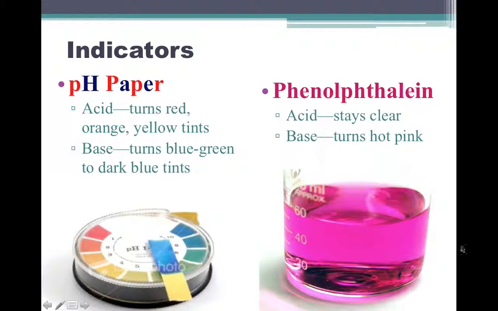Phenolphthalein is a clear liquid, and we will play with that. In an acid, it's going to stay clear. Even in neutral water, it will stay clear. But when you place phenolphthalein in a base, it will turn hot pink. So if you have a liquid and it turns hot pink, you've got a base. If it's clear, it could be an acid or it could be neutral.